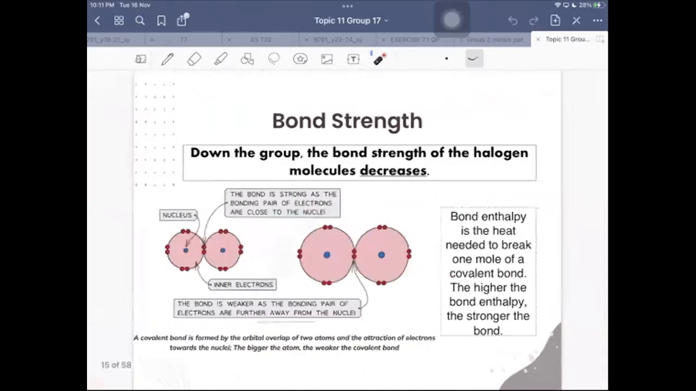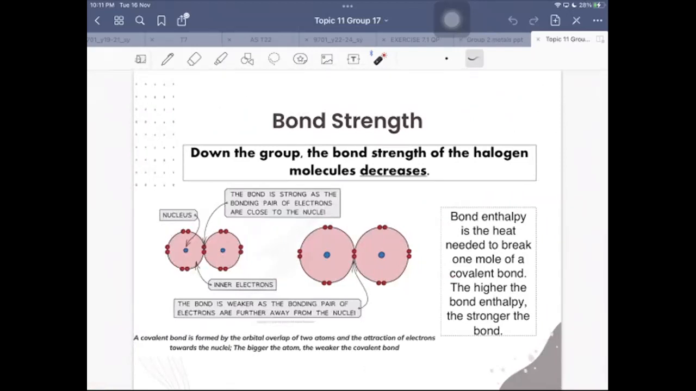Bond strength is the same as bond enthalpy. It is the energy needed to break 1 mole of a covalent bond. Basically, the bigger the number of your bond enthalpy or your bond energy, the stronger your bond is. Okay, so how do you define a bond?